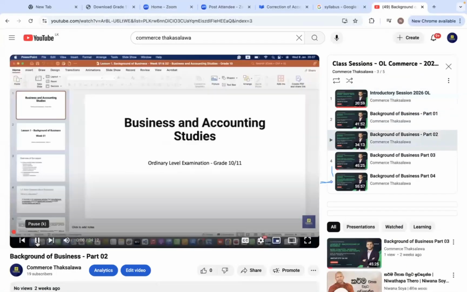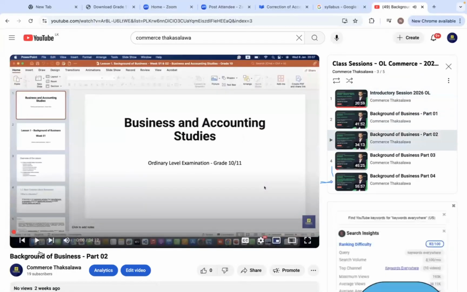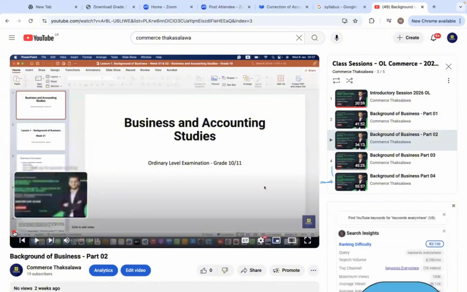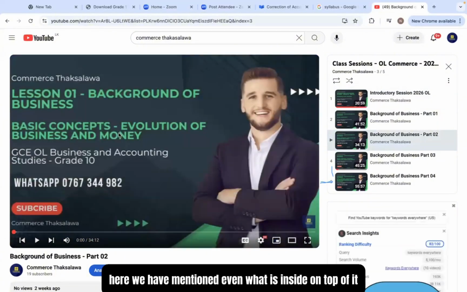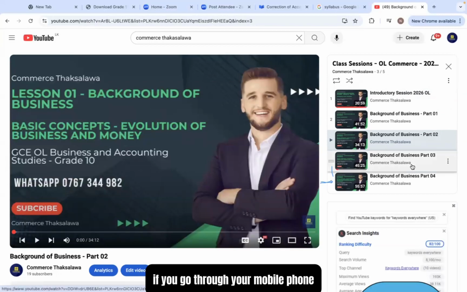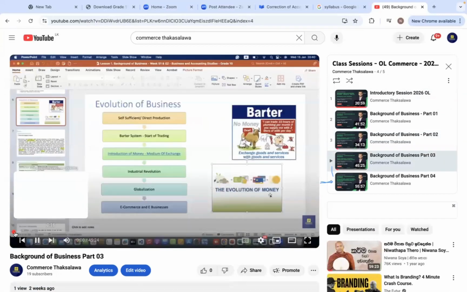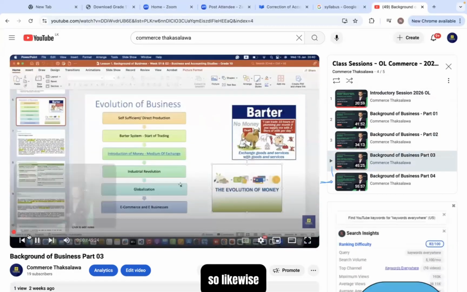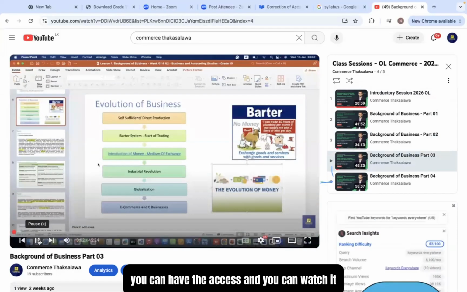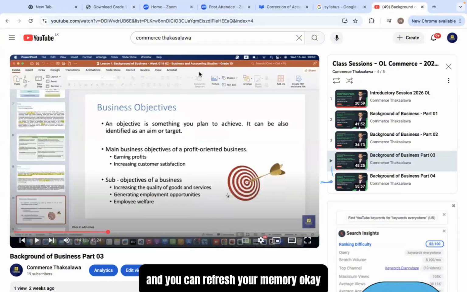Okay. So here we have mentioned even what is inside on top of it. If you go through your mobile phone, you can see it even further better. Okay. So likewise, you can have the access and you can watch it and you can refresh your memory.